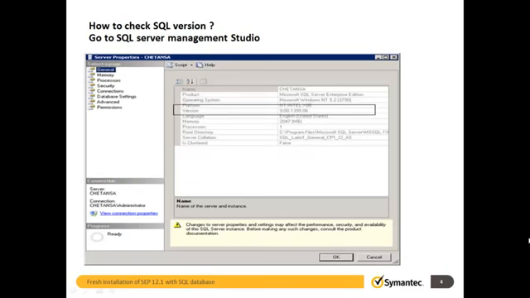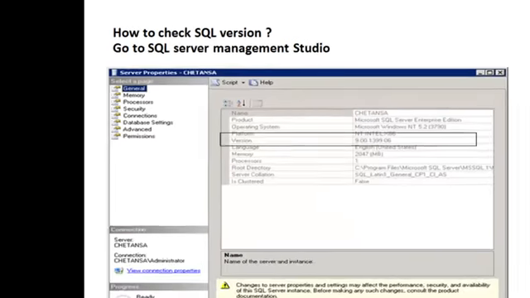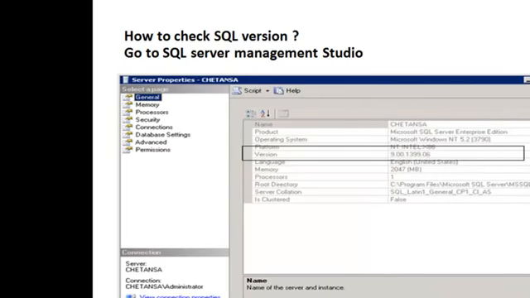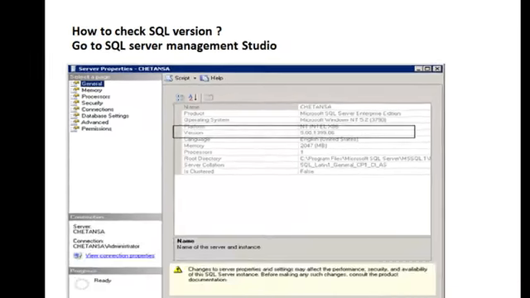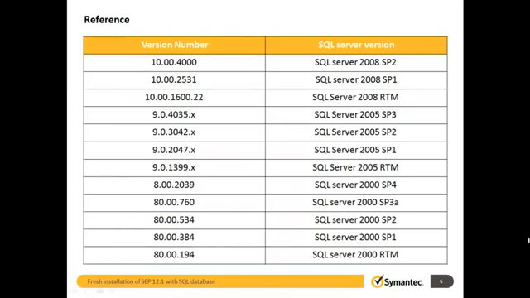How to check the SQL version? Go to SQL Server Management Studio. As you can see, the version number is 9.00.1399.06. It's not simple to understand the version, so I have created version codes and their details. As you can see, 10.00.4000 means you are using SQL Server 2008 with Service Pack 2. If the version code is 10.00.2531, it means you are using SQL Server 2008 with Service Pack 1 and on.